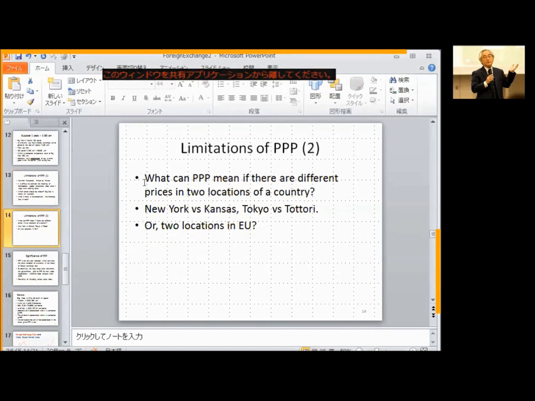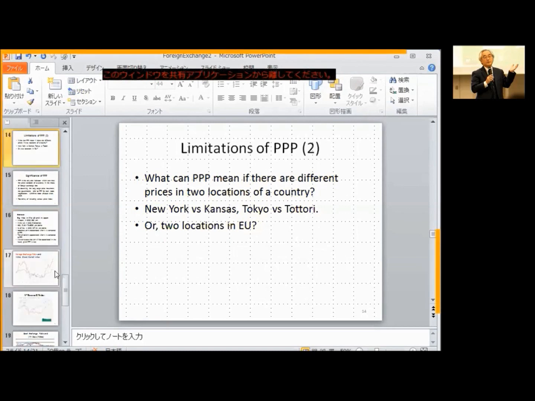And the next one is about the single country case. What can PPP mean if there are different prices in two locations of a country? It could happen that even in Japan, the price would be different. And if the same commodity has different prices in a single country, even though they're using a single currency, then the PPP would have a different meaning. And what about a case like the EU? Most of the EU countries are utilizing the euro, but the price level is different in those countries. So these are the limitations of using the PPP.